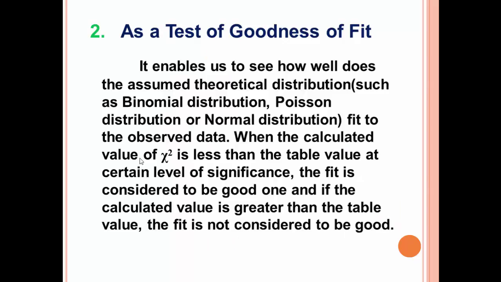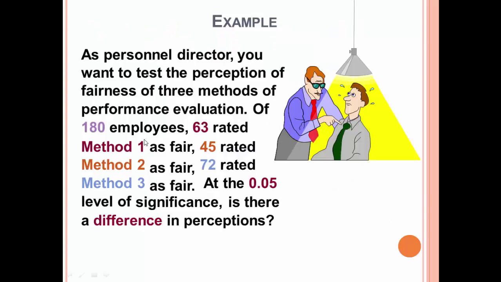As a test of goodness of fit, it enables us to see how well the assumed theoretical distribution, such as binomial distribution, Poisson distribution, or normal distribution, fits the observed data. When the calculated value of chi-square is less than the tabulated value at a certain level of significance, the fit is considered to be good, and if the calculated value is greater than the table value, the fit is not considered to be good.